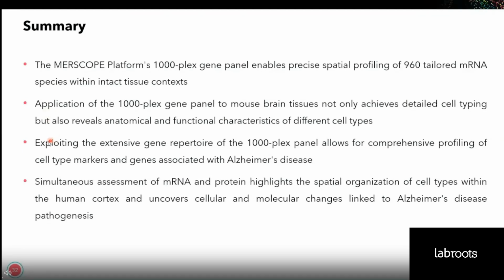Also, when we apply the 1000-plex gene panel to human brain, we are able to profile the cell types and identify gene expression change associated with Alzheimer's disease. Finally, simultaneous assessment of mRNA and protein with the spatial organization of cell types within the human cortex can uncover the cellular and molecular changes linked to Alzheimer's disease pathogenesis. I will end here and I'm very happy to take questions. Thank you for your attention.